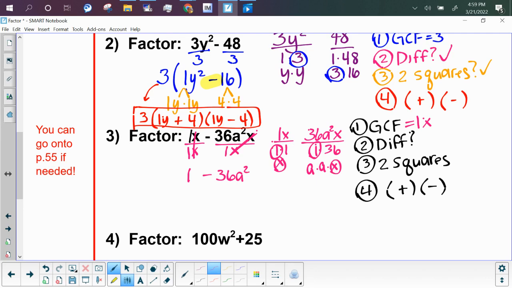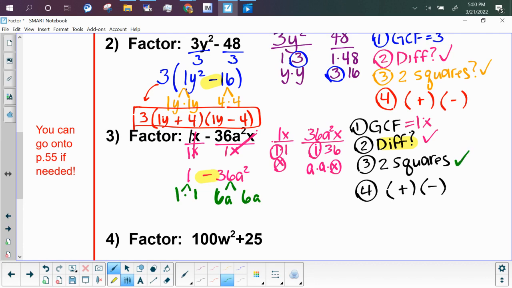Now I need to see, is it a difference problem? So I look to see if there's subtraction. Yes, there is, so I keep going. Next, I need to look, are they perfect squares? Does a number times itself make 1? I hope you're shouting yes. 1 times 1 makes 1. And then 36a squared. If you don't know, just test them: 1 times 1, 2 times 2, 3 times 3. To make 36, that is 6 times 6. But we need this a with it, so it's going to be 6a and 6a. So check.